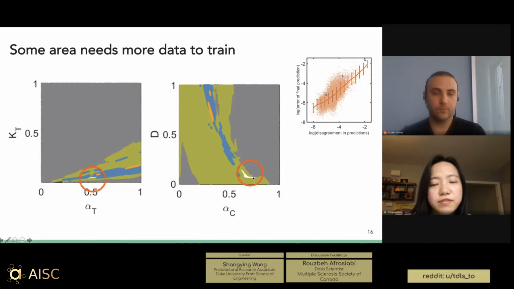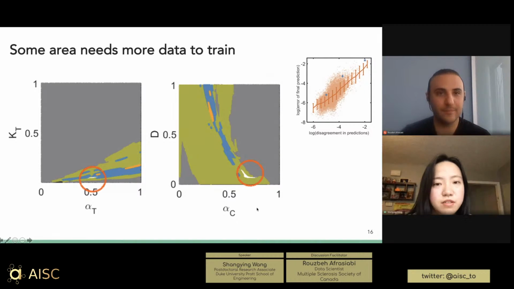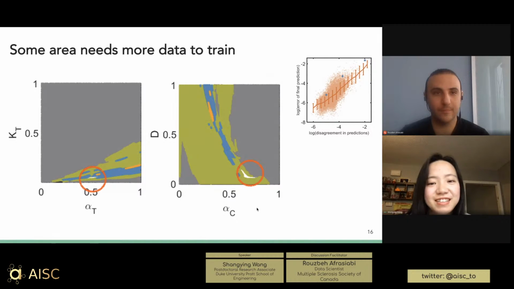So if there's a way the neural network can give feedback to the data generation process, maybe it can tell the data generation, hey, I need some more data in this area. This is just an observation. So this can guide my next research. If anyone is interested in discussion, I'm very happy to.